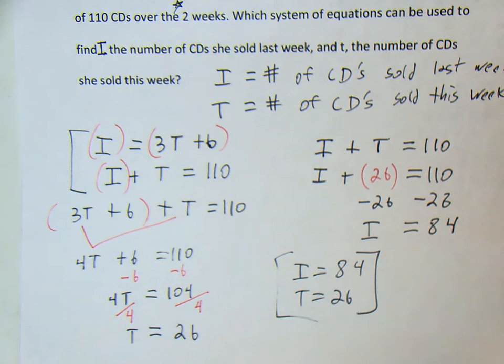Now, on a quiz that says write in a full complete sentence, you would say the number of CDs I sold last week was 84. The number of CDs I sold this week is 26.